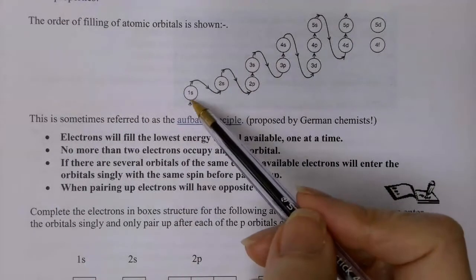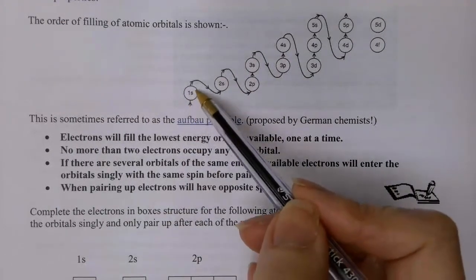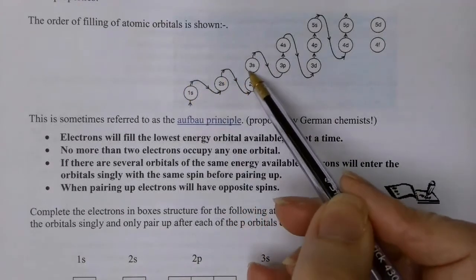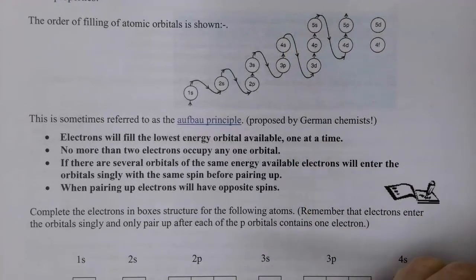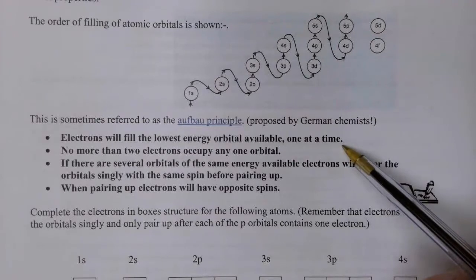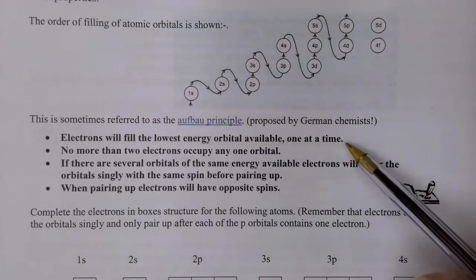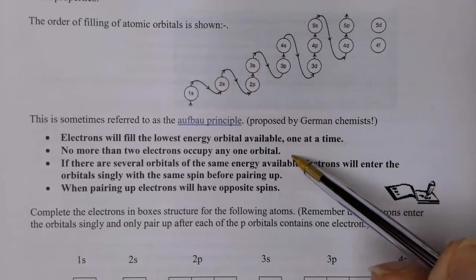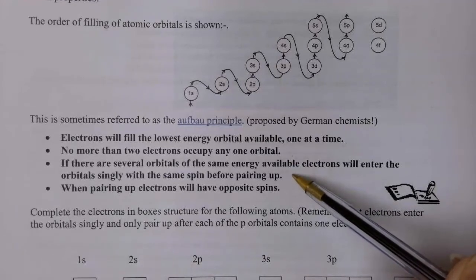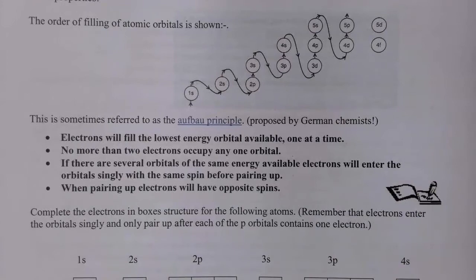So we have to learn or remember this order of filling, going from the 1s to the 2s, 2p, 3s, 3p, 4s, 3d, and so on. We have to remember that electrons will fill the lowest energy orbital available. They will go in one at a time before they pair up. You cannot fit any more than 2 electrons in any one orbital, and the only reason you can fit 2 in there is if they have opposite spins. If there are several orbitals of the same energy level available, electrons will go in singularly before they will pair up. So let's have a look at some examples.